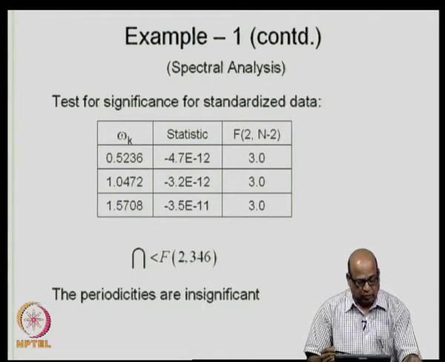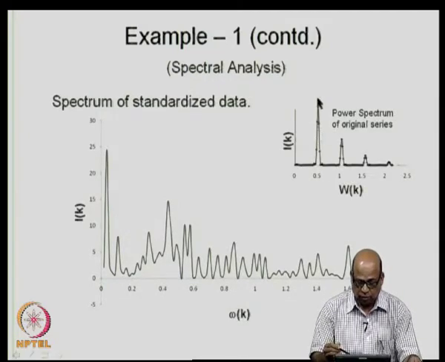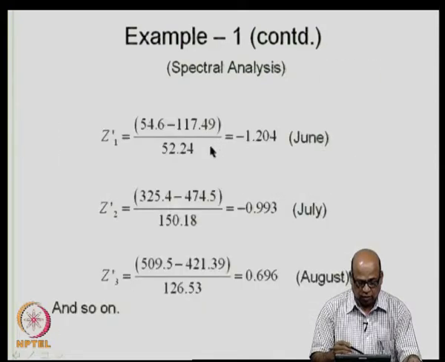So, we see that corresponding to this value, we had a significant periodicity. So, we will check again corresponding to that value of omega k whether the periodicity is present or not. So, we again recalculate the statistic as we defined here earlier.